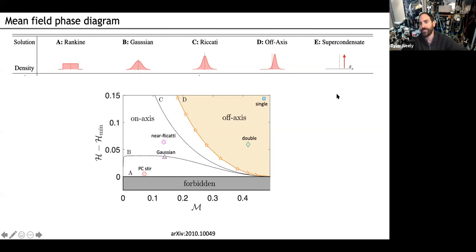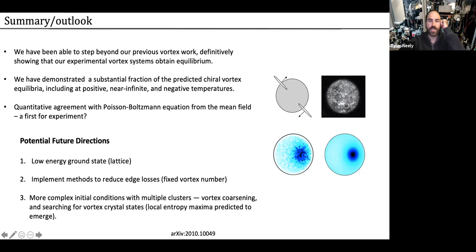So I'll just summarize there. This experiment's a pretty significant step beyond the previous work, really definitively showing that you can start in a non-equilibrium configuration and obtain an equilibrium configuration through the dynamics in the system, even in the presence of some damping.